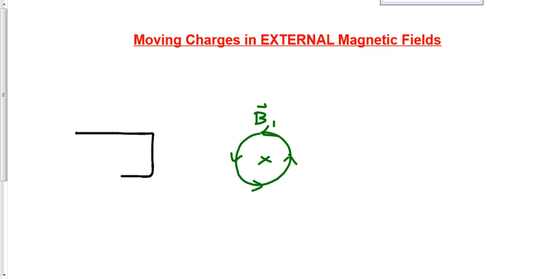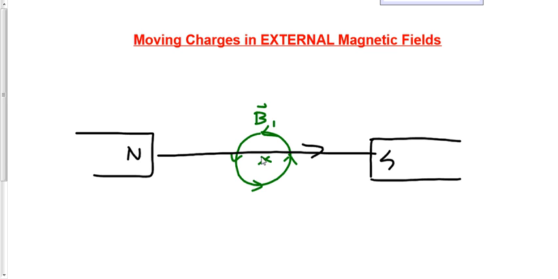A magnet over here that has a north pole on this end, and a magnet over here that has a south pole on this end. The magnetic field between those two magnets would point this way, from north to south. We're going to call that magnetic field number 2, the external magnetic field. The magnetic field that's there, but not caused by the moving charge.